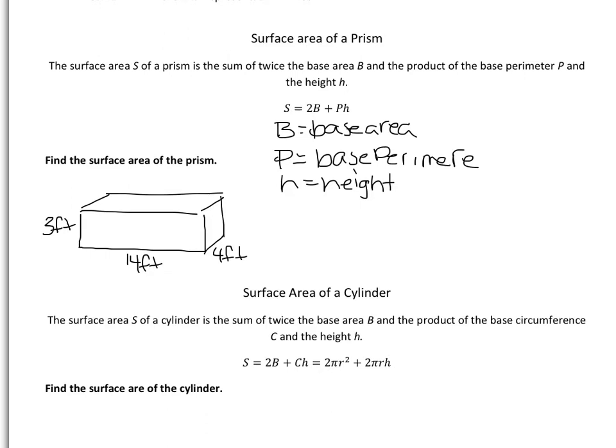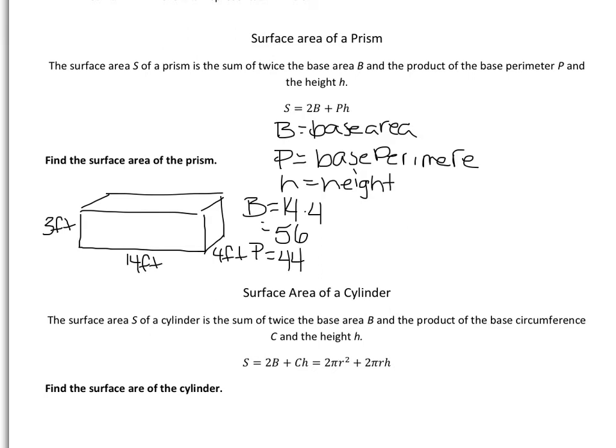So if we start with finding the area of the base, to find the area of a rectangle, hopefully you recognize that we're going to take 14 times 4, so the area of my base is 56 feet squared. Okay, then we need to find the perimeter of my base, so we're going to take 14 plus 14 plus 4 plus 4, and when you do that, you should get 44 feet.